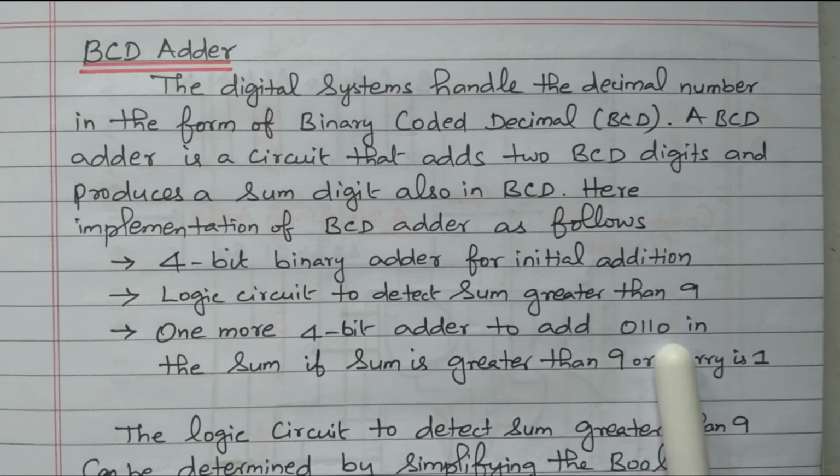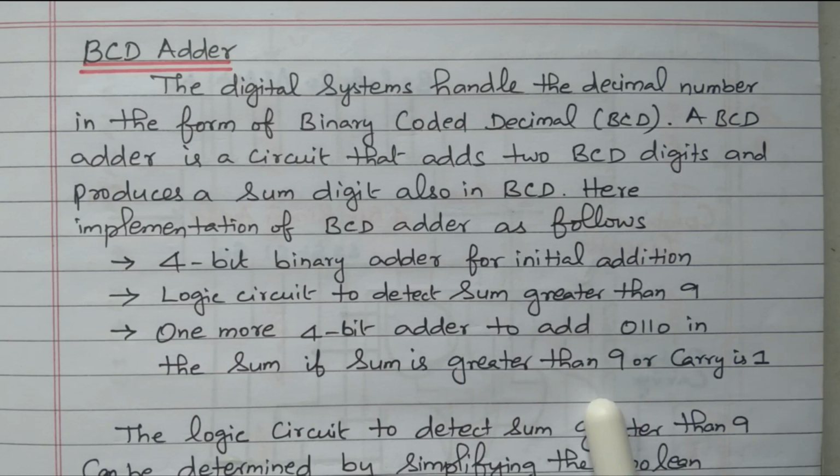8, 4, 2, 1. Right? 8 is 0, 4 is 1, 2 is 1 and 1 is 0. So 4 plus 2, 6. We need to add the binary equivalent of 6, that is 0, 1, 1, 0, to the sum if the sum is greater than 9 or the carry is 1. Right? So from 0 to 9 is not a problem. It is simply represented by 4 digits. For greater than 9, we need to add the binary equivalent of 6, 0, 1, 1, 0, in order to bring it back to the original value. And also if the carry is generated, in that case also we have to add 0, 1, 1, 0.